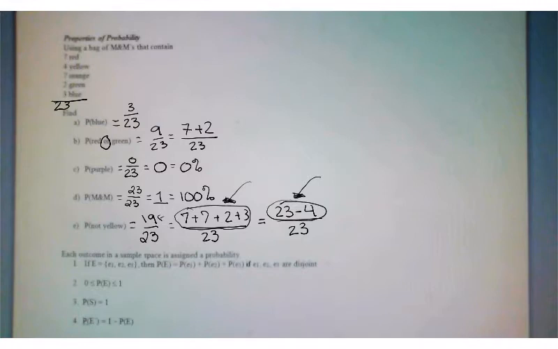Okay, next we're going to use this M&M example as a way to illustrate the properties of probability. Our first property, number 1, says that if capital E is equal to E sub 1, E sub 2, E sub 3, then the probability of E is equal to the probability of E sub 1 plus the probability of E sub 2 plus the probability of E sub 3 if E sub 1, E sub 2, E sub 3 are disjoint.